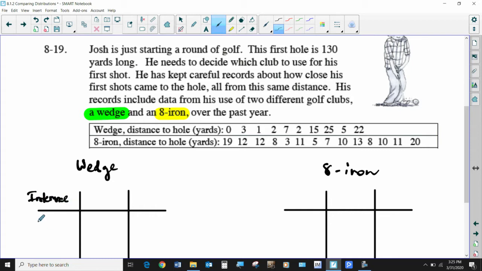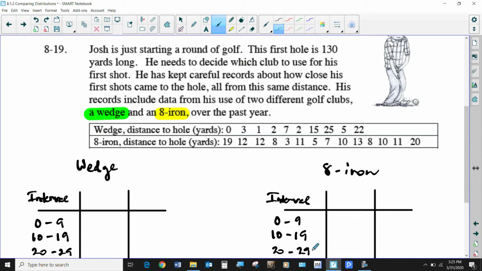So here is going to be our intervals for the wedge, and you've got your 0 to 9, you've got your 10 to 19, and you've got your 20 to 29 interval. For the 8-iron, we're going to use the exact same intervals. So we have our 0 to 9, we've got our 10 to 19, and we've got our 20 to 29. And this middle section, that's for the tally. And then this is just what the actual number is. I'll put in the word count there. Here, same thing, we're going to tally as we go. And then what is our total count, our totals?